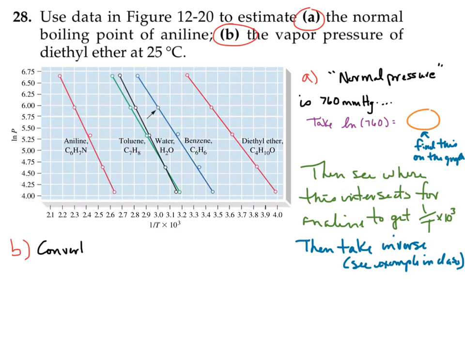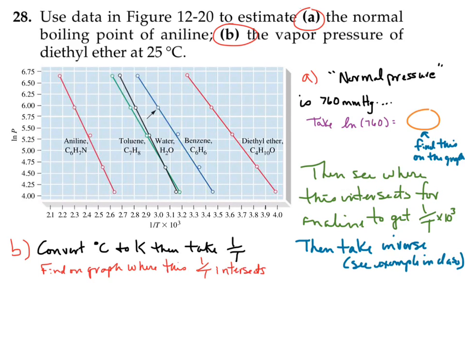So what you do is, they give you that temperature, and they want to know what the equilibrium vapor pressure is. So you take that temperature, 25, and you have to convert it to Kelvin. Take the inverse of it and find it on here, okay? And then find where it intersects. You'll go up where it intersects the red line, and then go over here, okay?